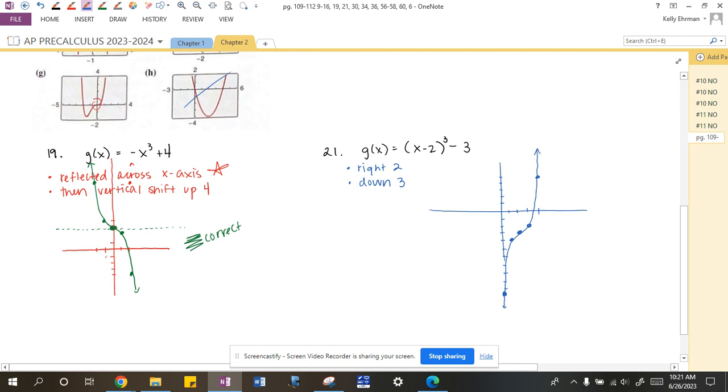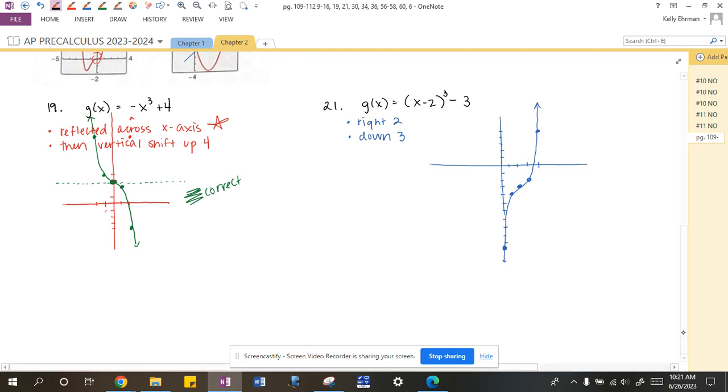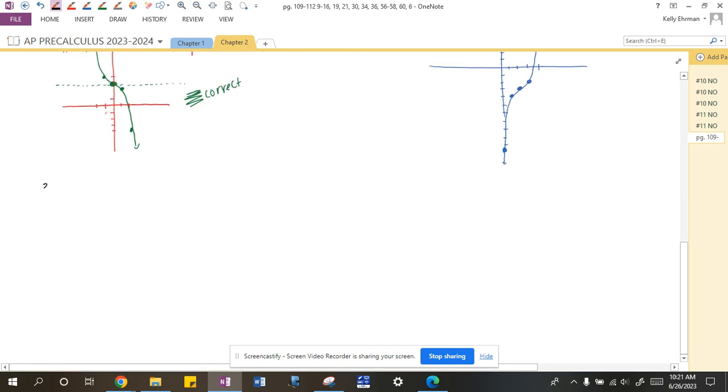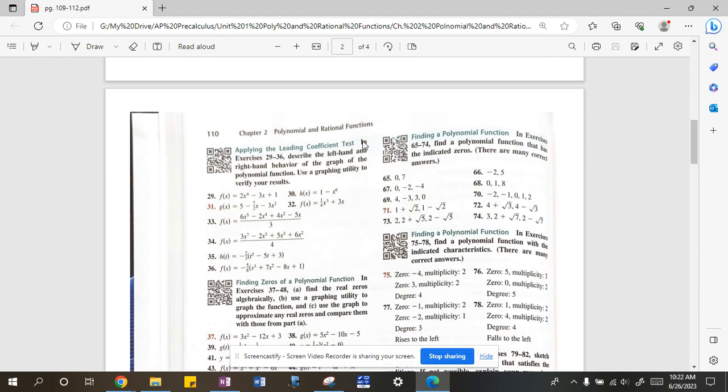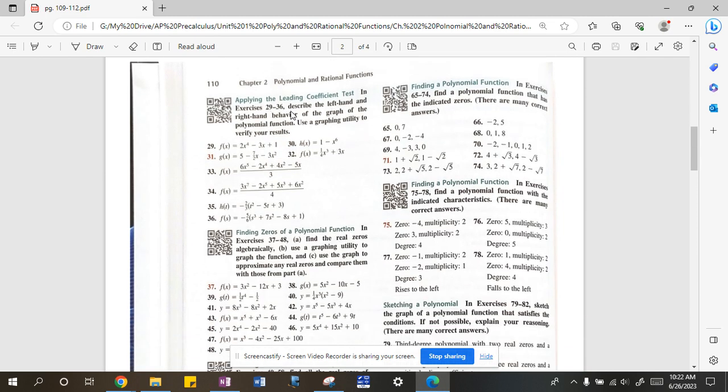The next problem that we're doing is number 30. Number 30 gives us this function, h of x equals 1 minus x to the 6th. And then the directions here say, describe the left-hand and right-hand behavior. Use a graphing utility to verify.